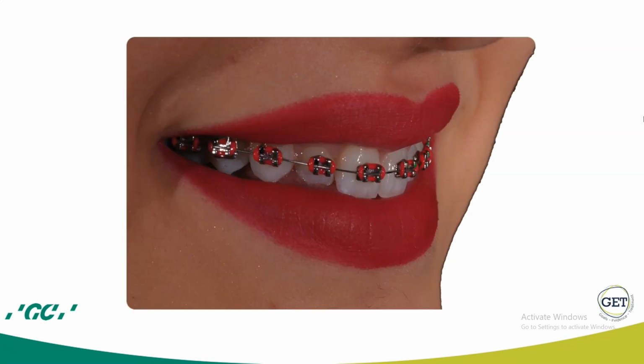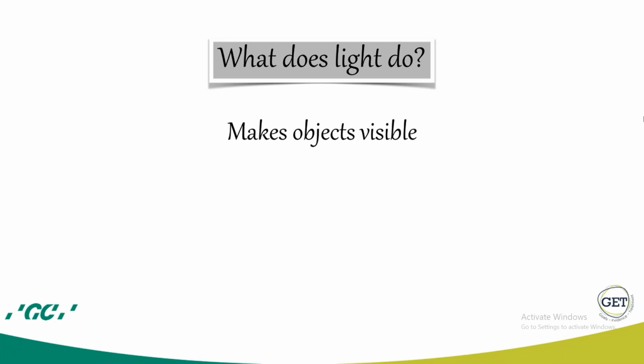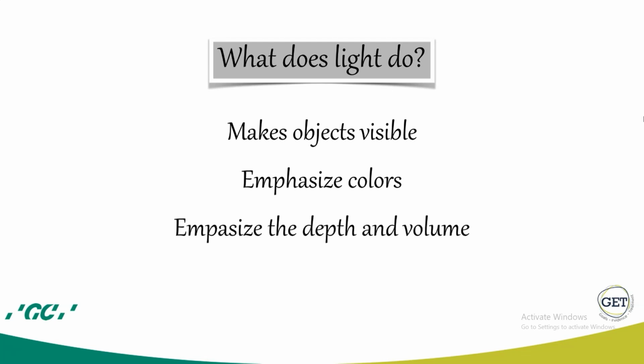Lighting. Light is the most important component of photography. Without light, we cannot take a photograph. So, what does light do? Light makes objects visible, emphasizes colors, emphasizes the depth and volume, and it highlights the details.